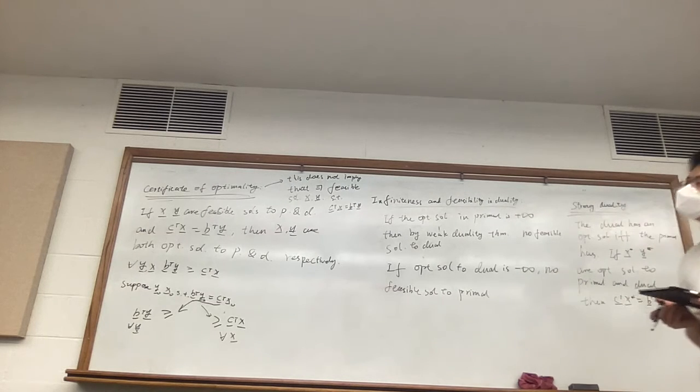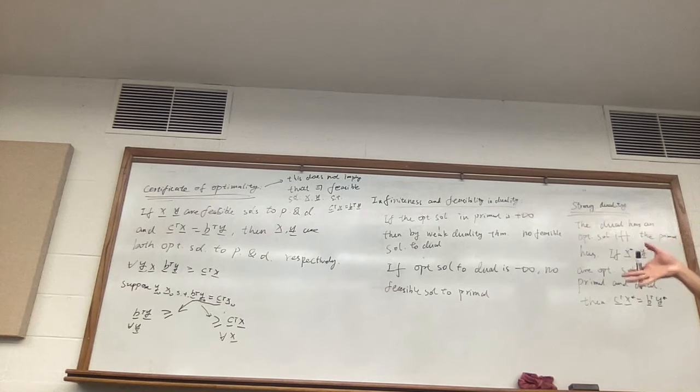Remember that in the certificate of optimality, we say that if x and y are feasible solutions and they satisfy C transpose x equals B transpose y, then we can say that they are optimal solutions to primal and dual respectively. But here in the strong duality, we say the converse. If x star and y star are optimal solutions to the primal and dual, then C transpose x star is equal to B transpose y star. So this is the converse way, right?